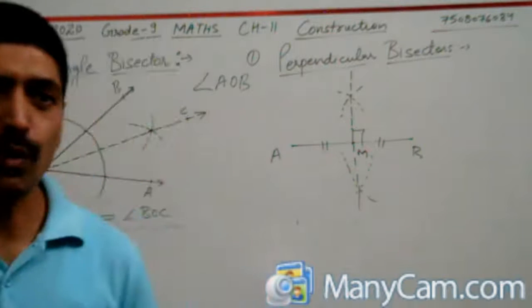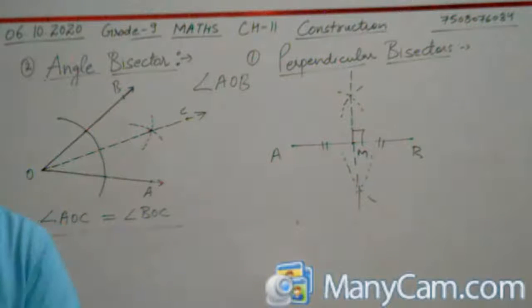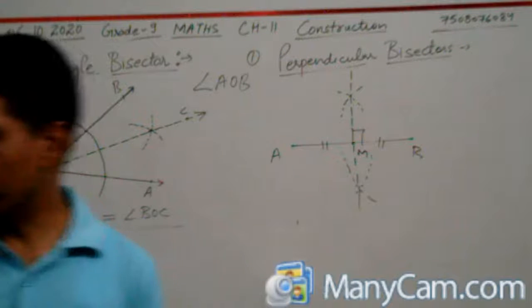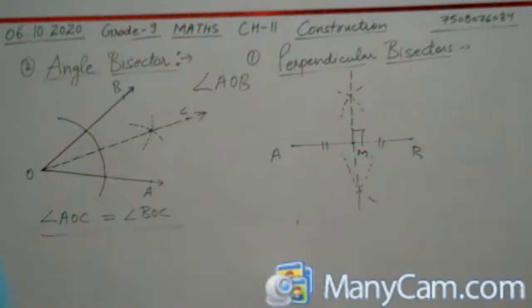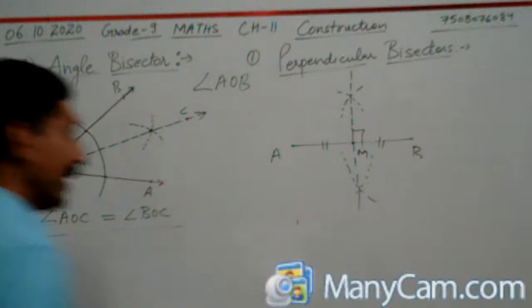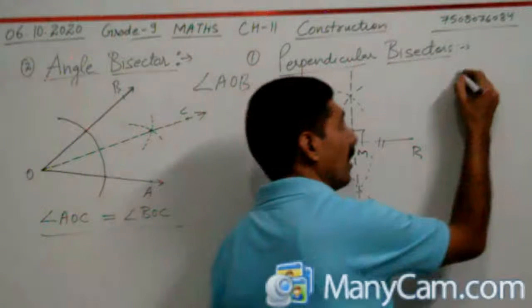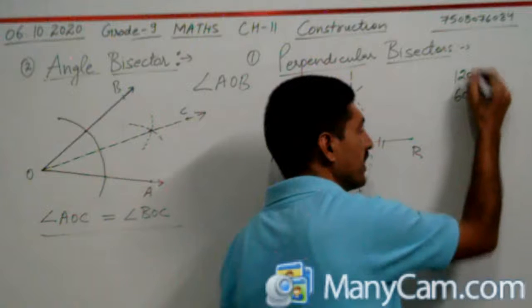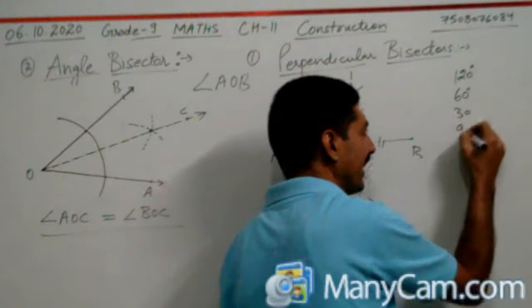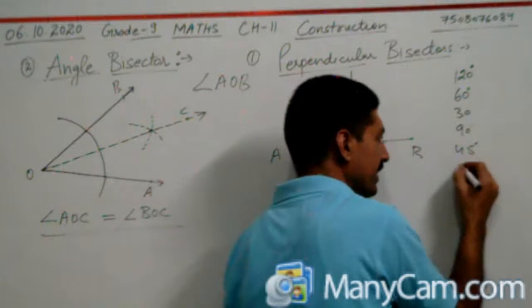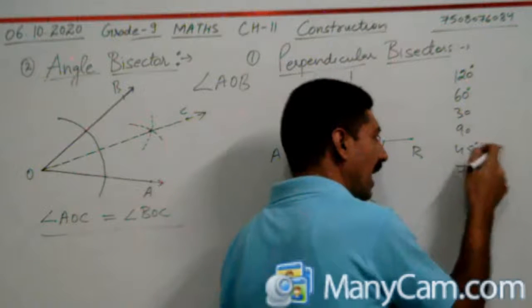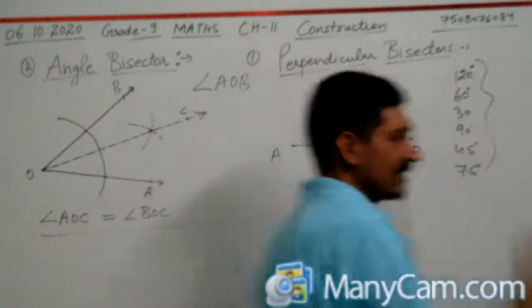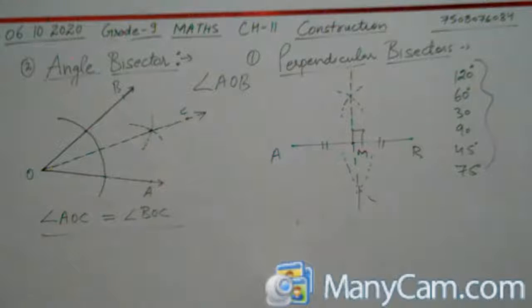As homework, you can start with drawing angles. Tomorrow I will discuss angles with you: how to draw a 120 degree, 60 degree, 30 degree, 90 degree, 45 degree, 75 degree angle, even half of them. So all these angles we will do, right?